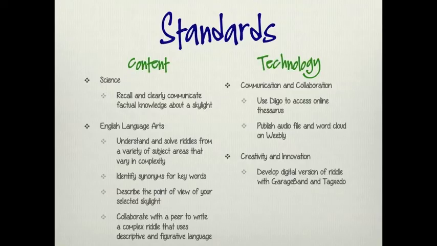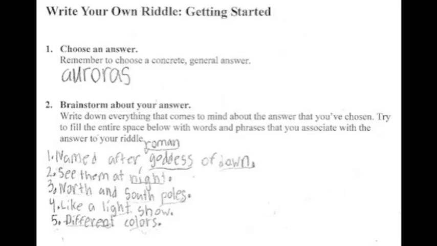The science content standard required them to recall and clearly communicate factual knowledge about a chosen skylight. English language arts content standards called for them to both understand and solve riddles that varied in complexity. They also had to identify synonyms for keywords and describe the point of view of their skylight. Technology standards were based on the areas of communication, collaboration, creativity, and innovation.